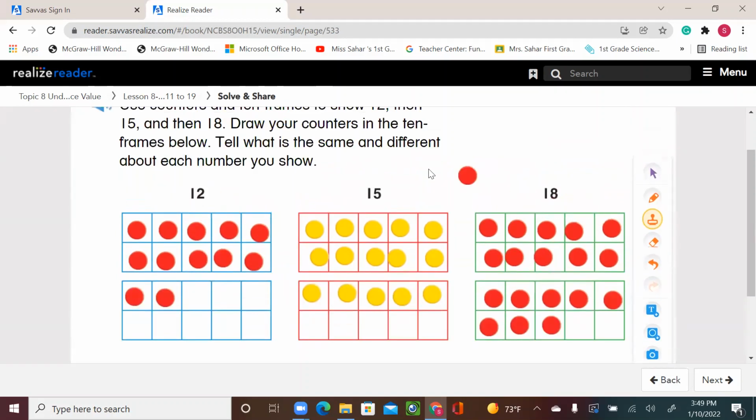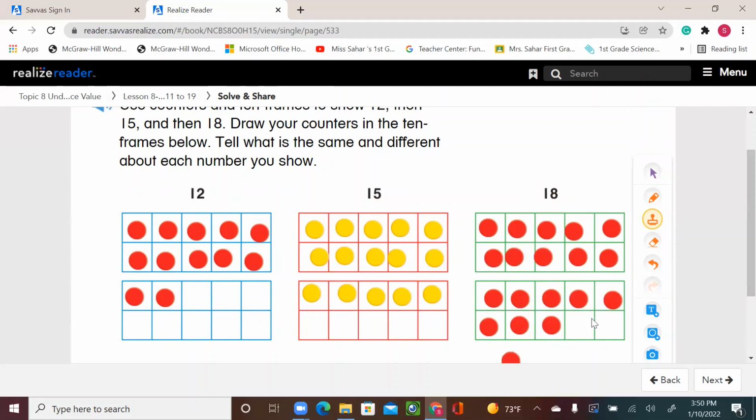So what's the same and different? The same is that they all have one full 10 frame with counters. So I have 12 and one group of 10, 15 and one group of 10, 18 and one group of 10. But the difference is that the ones are different in each number. So for 12, I only have 2 counters. For 15, I have 5 counters. For 18, I have 8 counters.